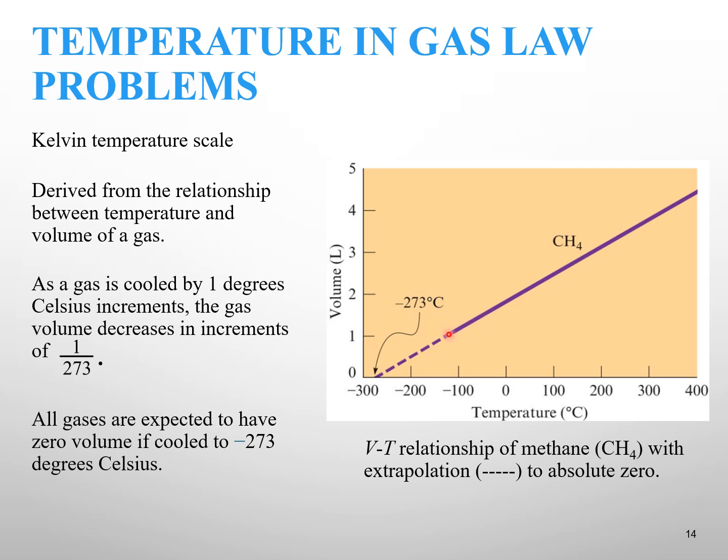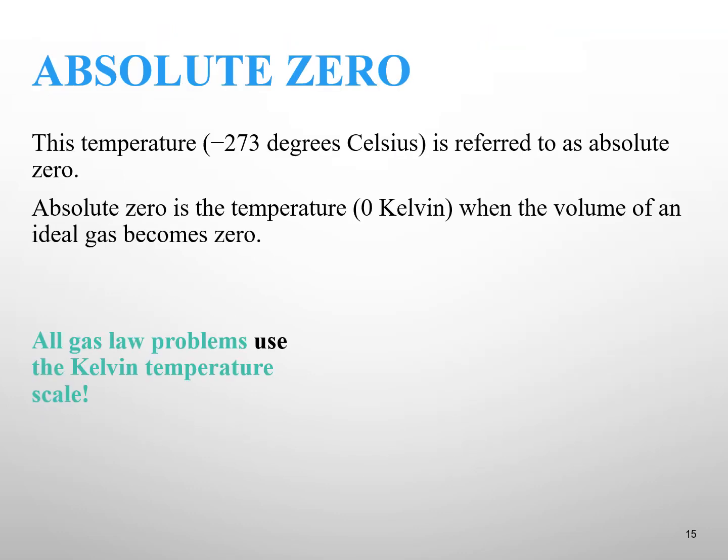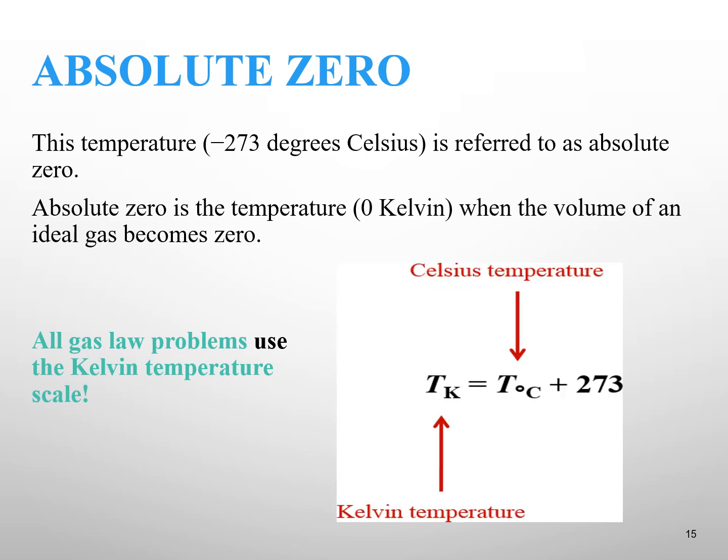And then if you extrapolate your data all the way down, you hit a zero volume, which is impossible. You can't hit a zero volume because a real gas can actually condense into a liquid before you can actually hit zero volume of gas. But this is the zero volume here, and when you extrapolate, this is negative 273 Celsius. Negative 273 Celsius is assigned as 0 Kelvin and is called absolute zero. So let's recap. Absolute zero is negative 273 degrees Celsius, and that's 0 Kelvin.